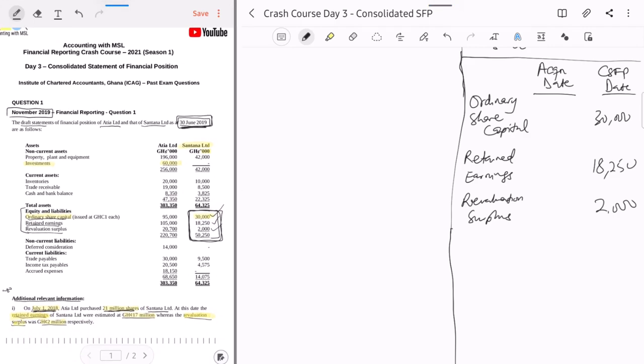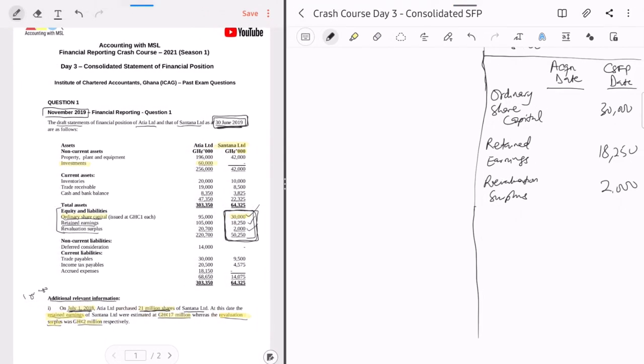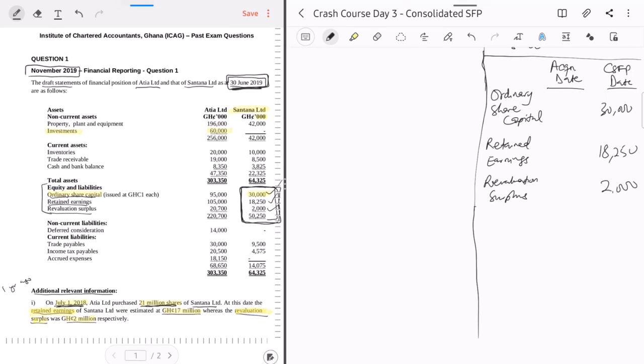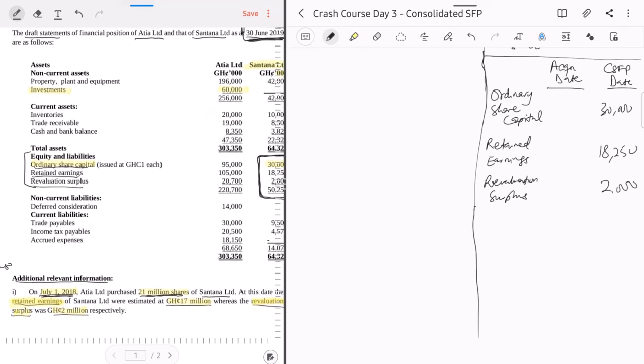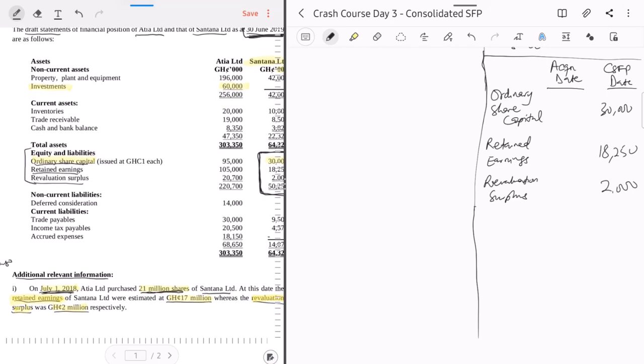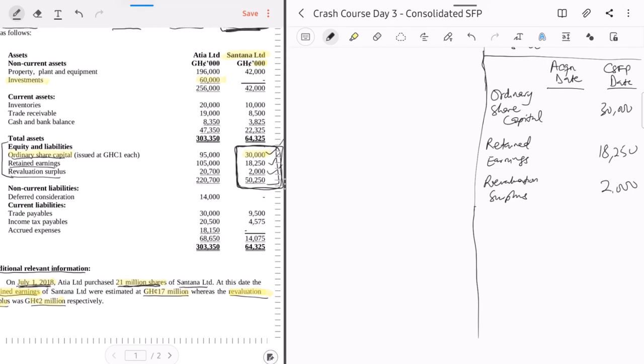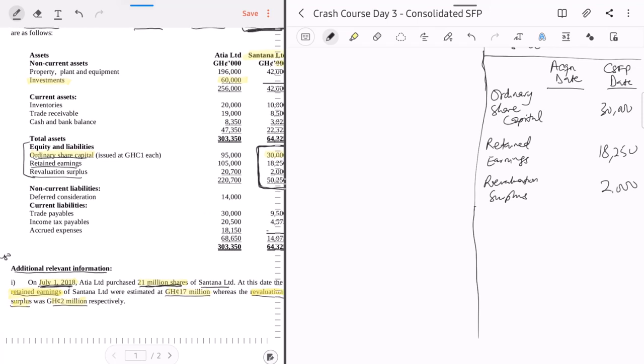Okay, so how do we find acquisition date figures? Acquisition date figures are given to us in what? Note 1. If you watch Note 1 carefully, they are saying what? On 1st July 2018, Atia purchased, and so on. At this date, the retained earnings of Santana was what? 17 million. So I come to this acquisition date, and I put here 17 million.